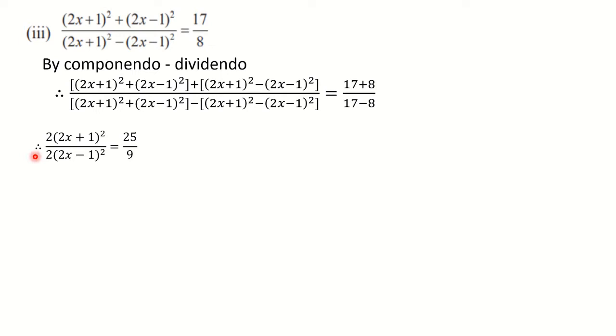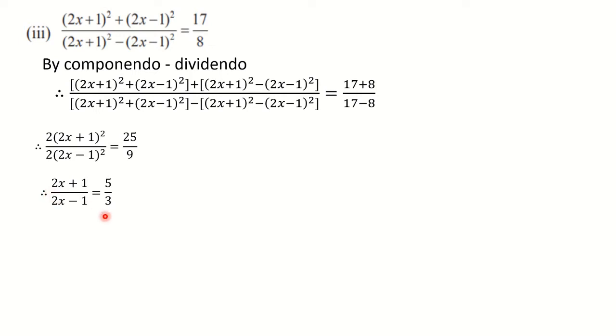This 2 and 2 we can cancel from both places. Here you can see squares are present. Also, we can observe that 25 and 9 are both perfect squares. That is why we can take the square root on both sides, and we will get (2x+1) upon (2x-1) is equal to 5 upon 3. These two squares are cancelled because we have taken square roots, and the square root of 25 is 5 and the square root of 9 is 3.